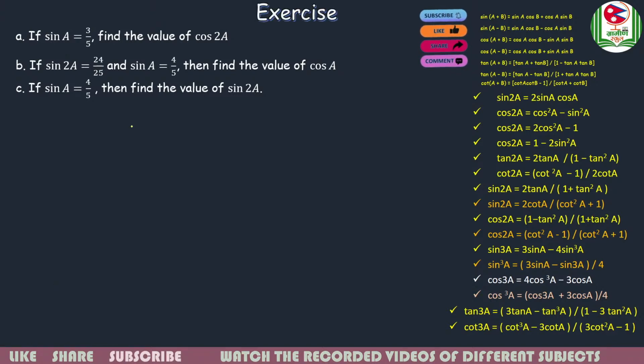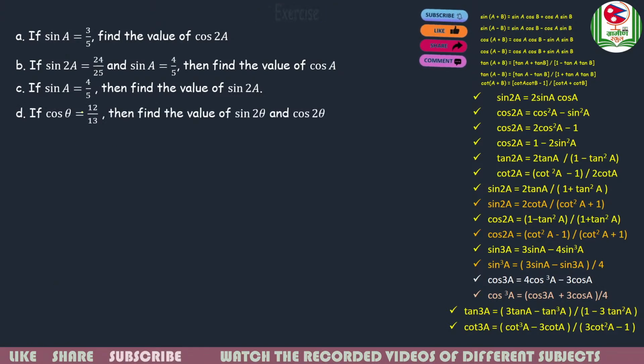Okay, so in D we are given cos theta equals 12 by 13. We have to find out the value of sin 2 theta and cos 2 theta. First of all, you have to be very sure that for sin 2 theta we have only one formula in terms of cos and sin, that is sin 2 theta equals 2 sin theta into cos theta. So as cos theta is given, we have to find out the value of sin theta also, or express sin theta in terms of cos theta. You can do it either way. Okay, so here cos theta is 12 by 13.